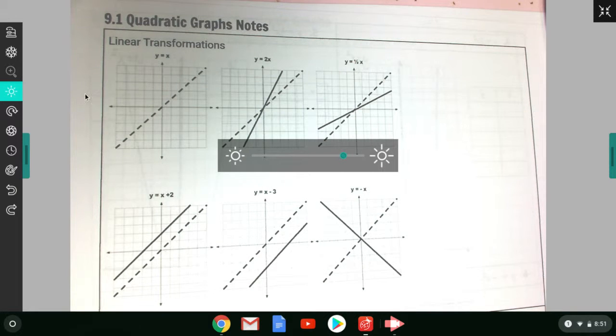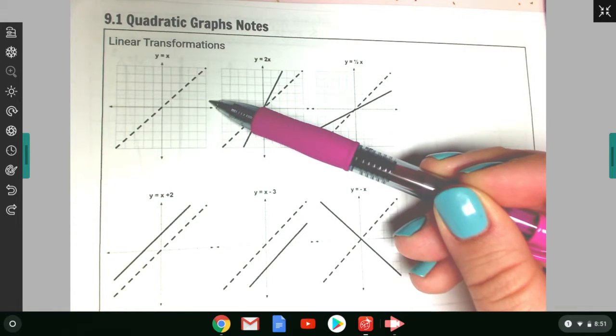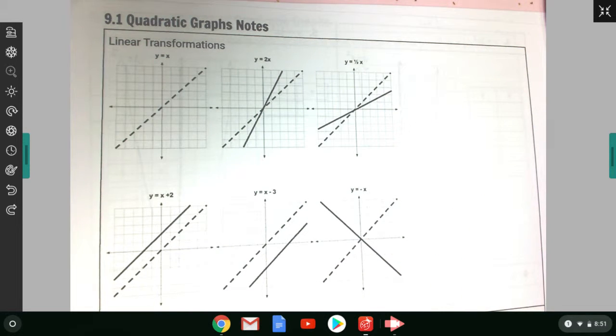That's a little better. Okay, so linear transformations. Let's look at linear transformations with lines before we do quadratics. I've got a bunch of things on here that we've seen before. Our first one is y equals x. It is just this basic line, and I did it dashed because it's going to stand out. Notice it's on all of these graphs.